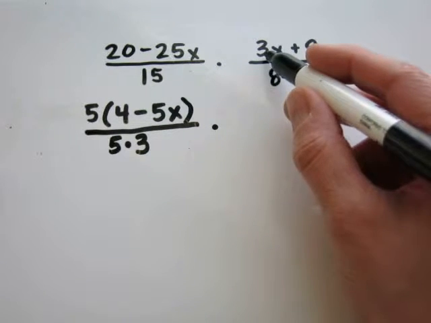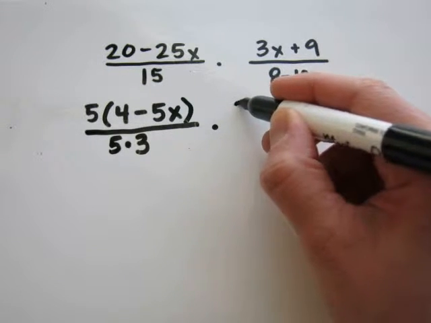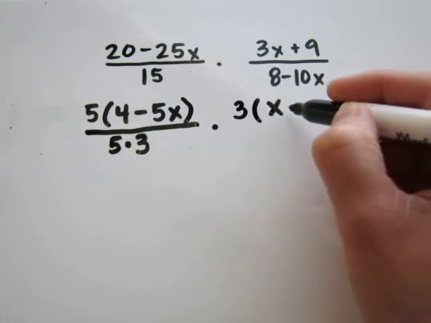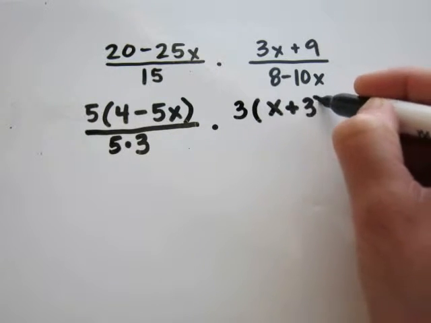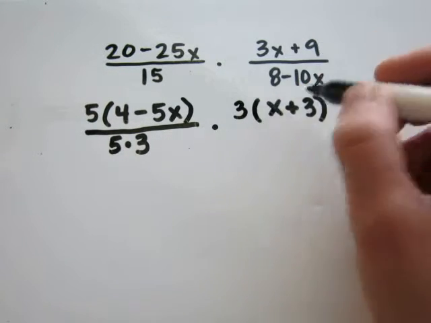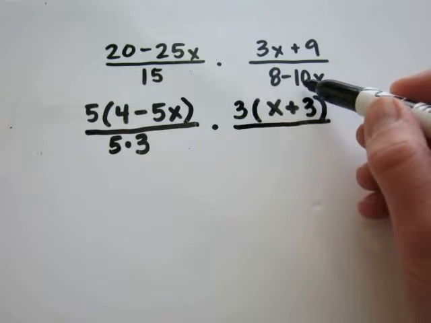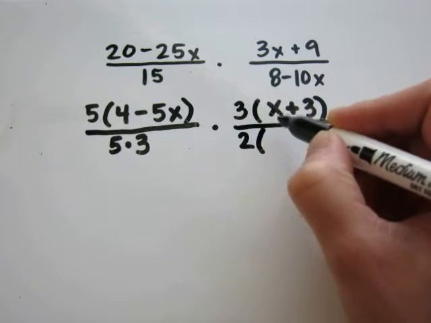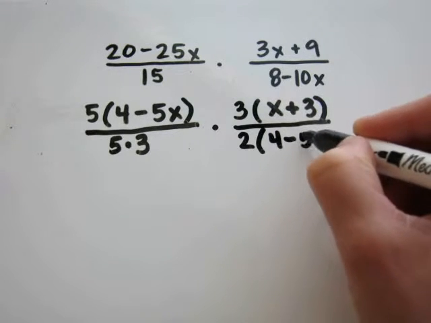On this side, 3 and 9 are both divisible by 3, so factor out a 3. 3 divided by 3 is 1, or x. 9 divided by 3 is 3. Double check. 3 times x is 3x. 3 times 3 is 9. On the bottom, 8 and 10 are both divisible by 2 since they're even numbers, so I can factor out a 2. 8 divided by 2 is 4. 10 divided by 2 is 5.